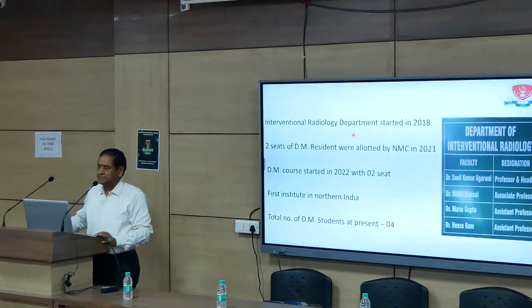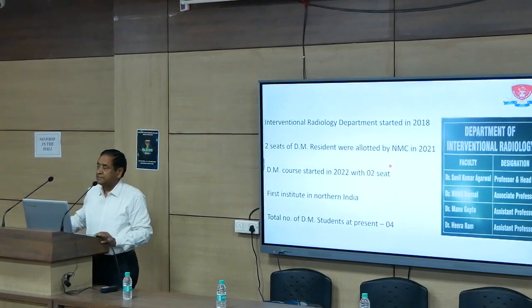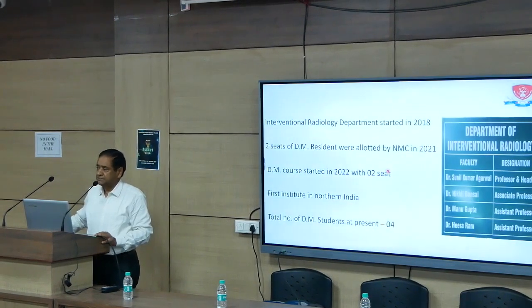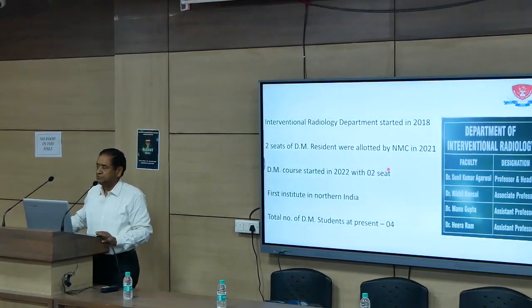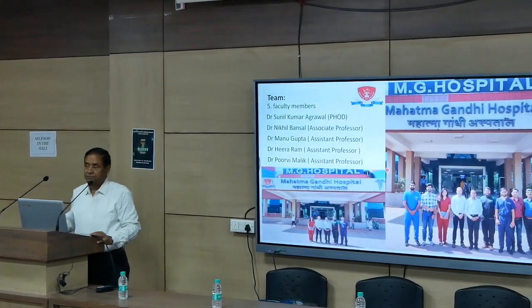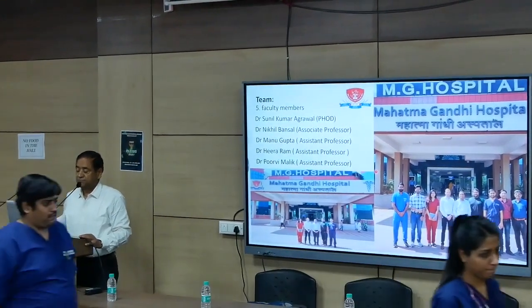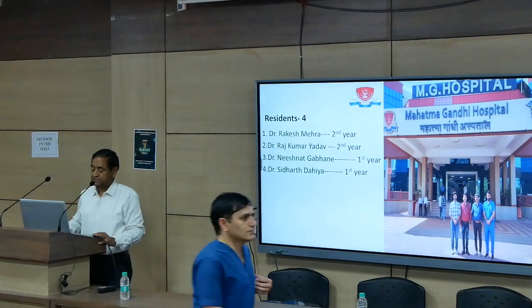The Interventional Radiology Department was established in this institute in the year 2018, and in 2022, the first two residents of the DM Interventional Radiology were admitted. I am happy to say that our institute is the first institute in Northern India where the DM course of Interventional Radiology was started. At present, there are 4 DM students in our department. Regarding the faculty, we are 5 faculty at present: 1 professor, 1 associate professor, and 3 assistant professors, and 4 residents, 2 second year and 2 first year.